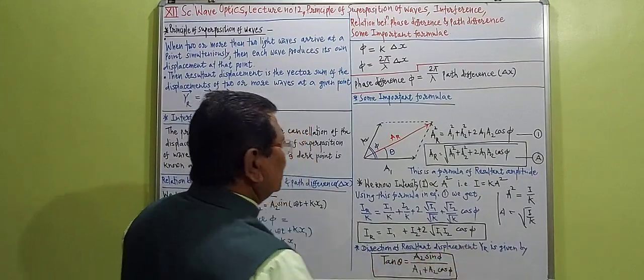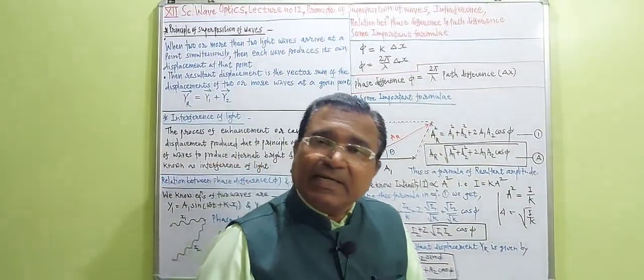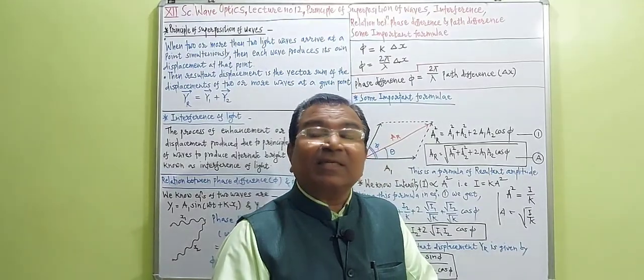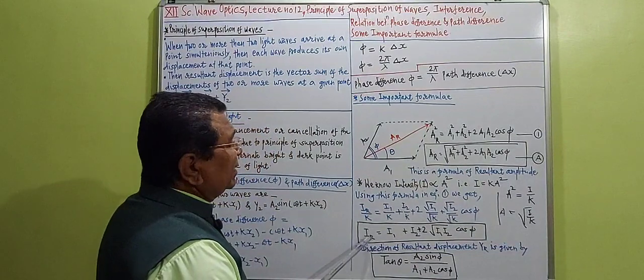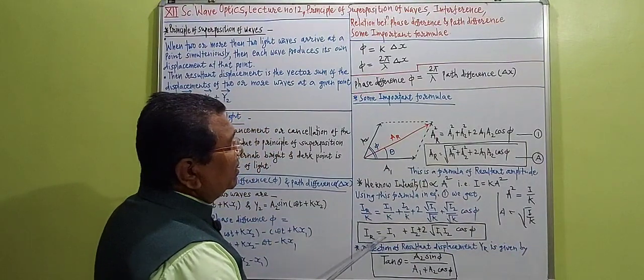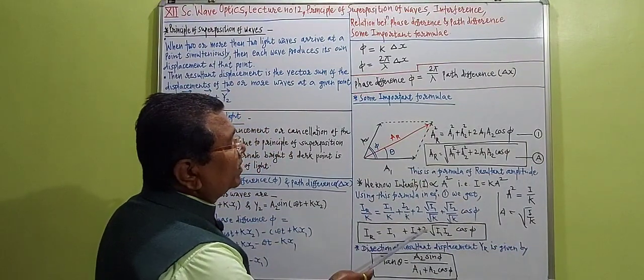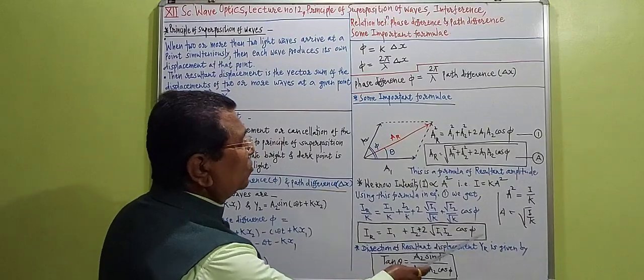This is the resultant intensity. This formula also you should remember. Resultant intensity IR is equal to I1 plus I2 plus 2 root of I1 I2 into cos phi.